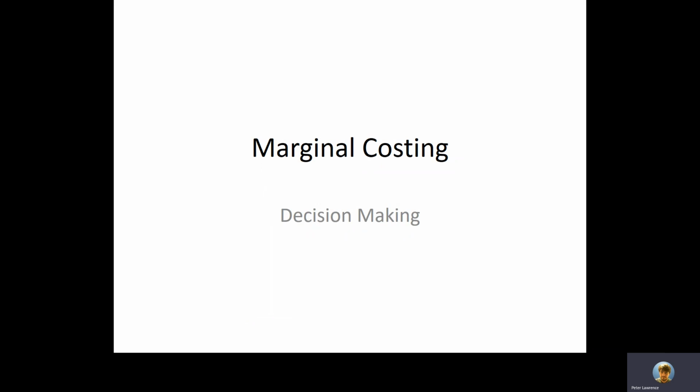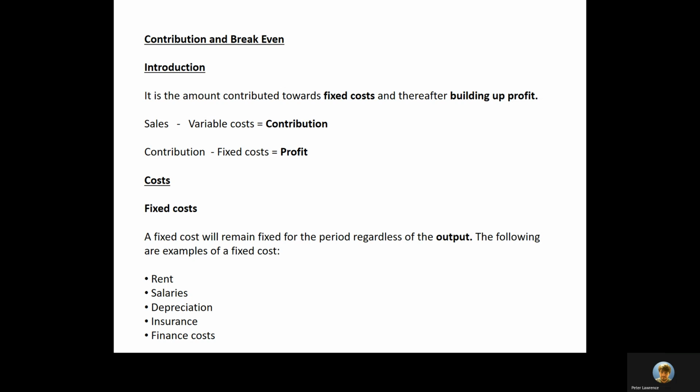Okay, so we're going to have a look at marginal costing, which is a decision-making tool used in management accounting. So, marginal costing is all to do with something called contribution and break even. Contribution is the selling price minus the variable costs of production.